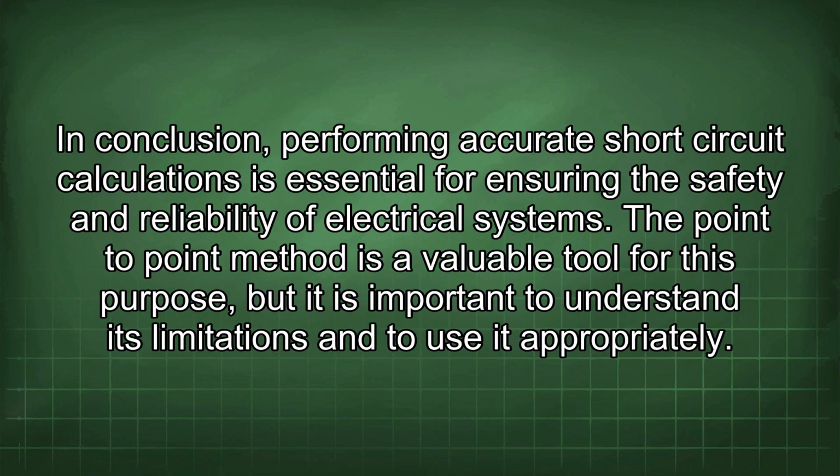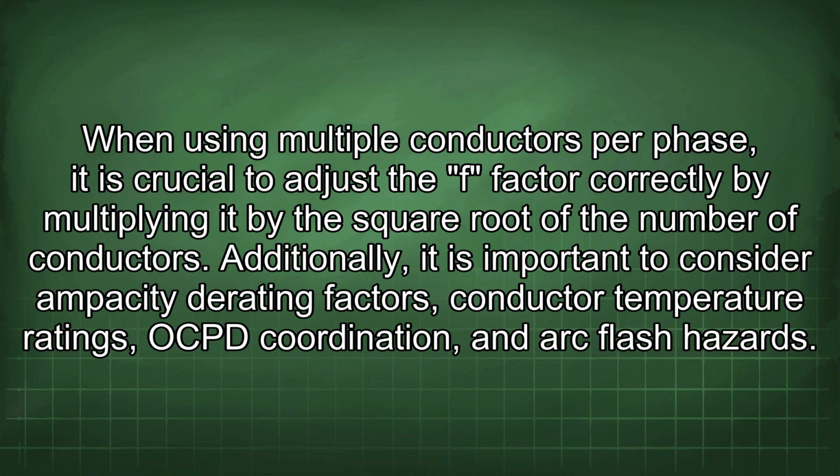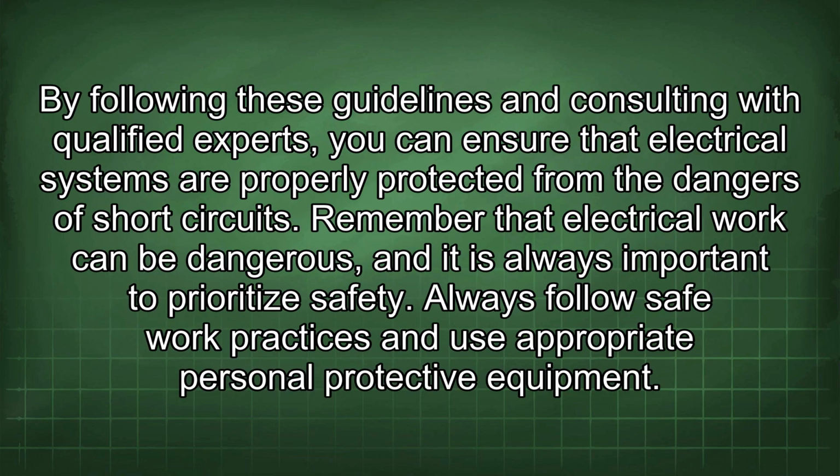In conclusion, performing accurate short-circuit calculations is essential for ensuring the safety and reliability of electrical systems. The point-to-point method is a valuable tool for this purpose, but it is important to understand its limitations and to use it appropriately. When using multiple conductors per phase, it is crucial to adjust the F factor correctly by multiplying it by the square root of the number of conductors. Additionally, it is important to consider ampacity derating factors, conductor temperature ratings, OCP coordination, and arc flash hazards. By following these guidelines and consulting with qualified experts, you can ensure that electrical systems are properly protected from the dangers of short circuits.